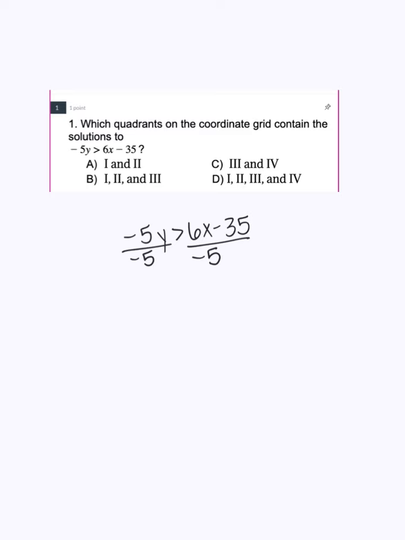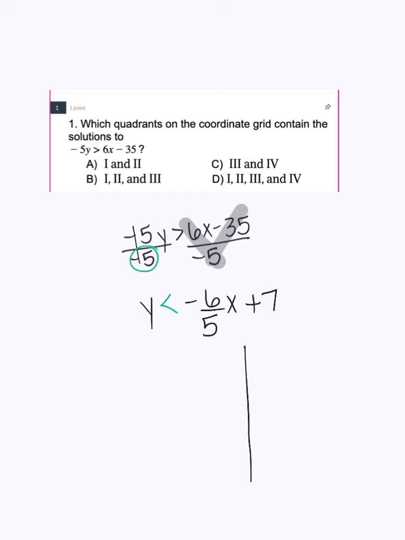And I'm going to simplify. So I'm going to do 6 divided by -5, and I'm going to do -35 divided by -5. So since I divided by a negative, that means I'm going to flip my sign. So this is now going to become less than. And then this is going to be -6 over 5x plus 7.